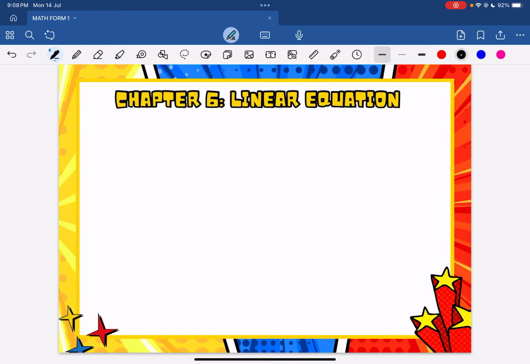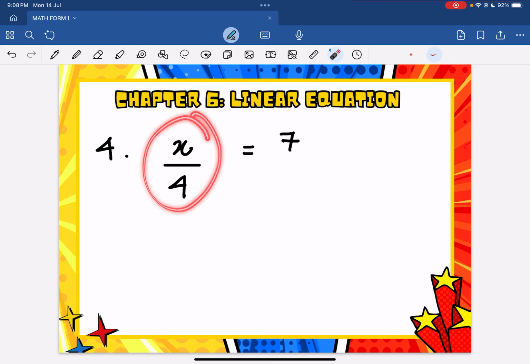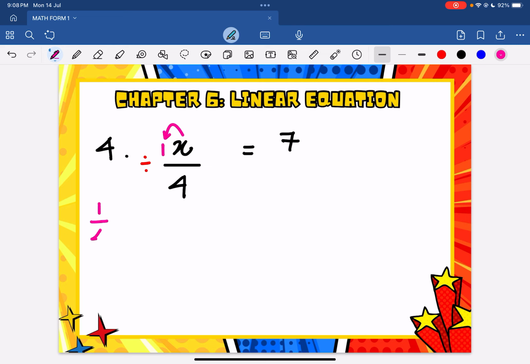Division, sorry. Number 4. For example, we have x over 4 equal to 7. Look carefully here. x over 4 means divide. How to remove divide? The concept is like this. In front of x is 1. It's actually 1 over 4. How to make it 1? So what we do is times 4.